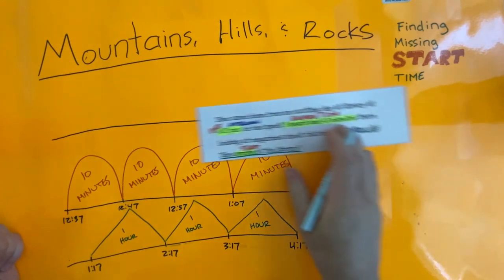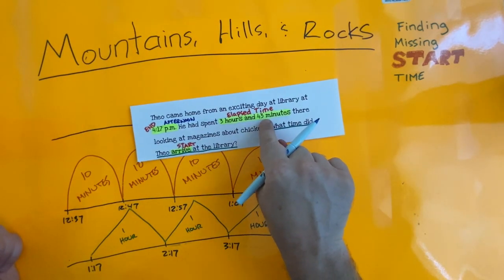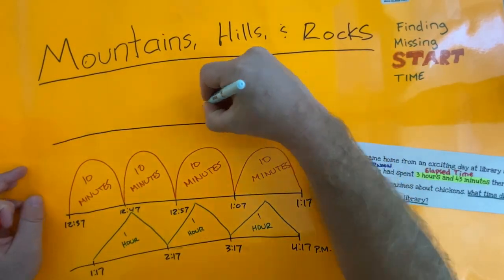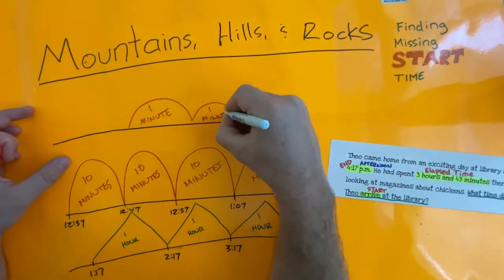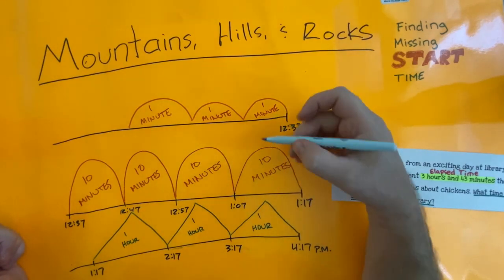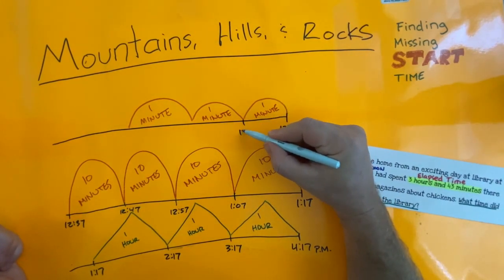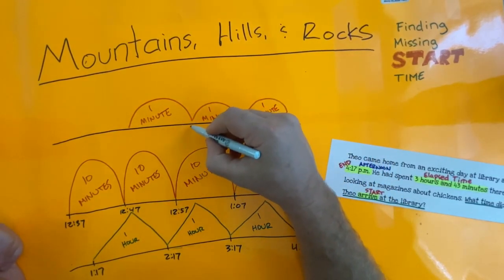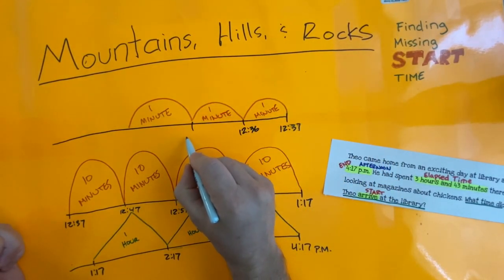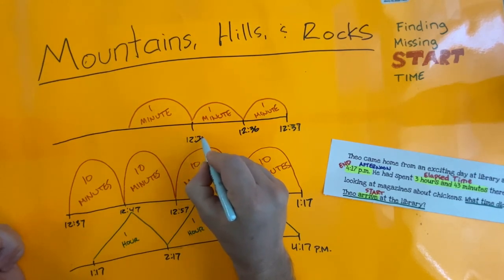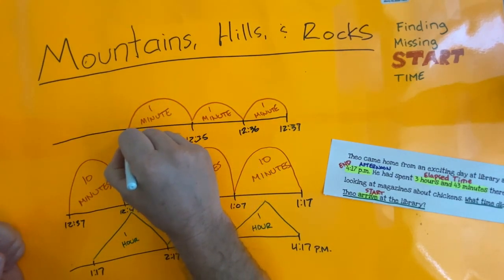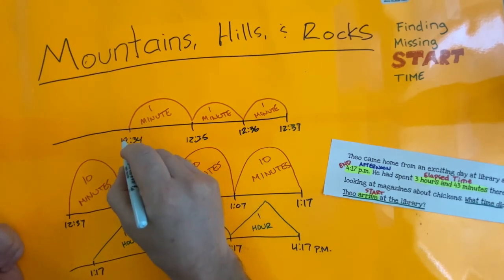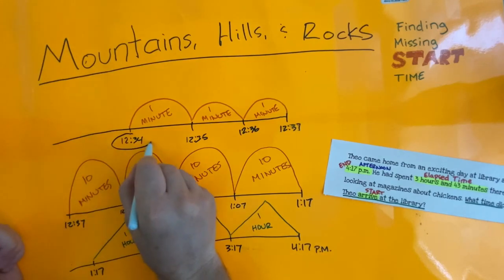Now in 43 minutes, there are 3 single digits, so we're going to make 3 rocks. Again, we need to label. 12:37 minus 1 minute is going to take us to 12:36. 12:36 minus 1 minute is going to take us to 12:35. Minus 1 last minute is going to take us to 12:34, and that is our answer.